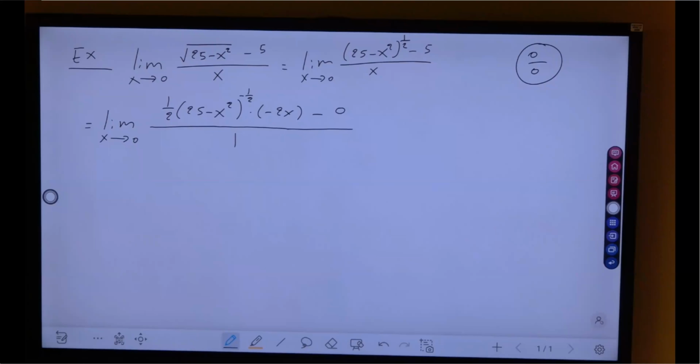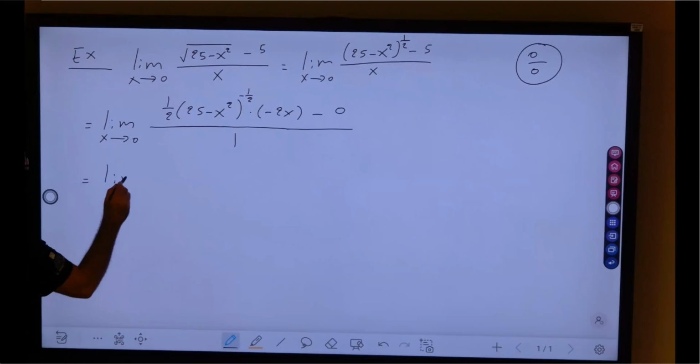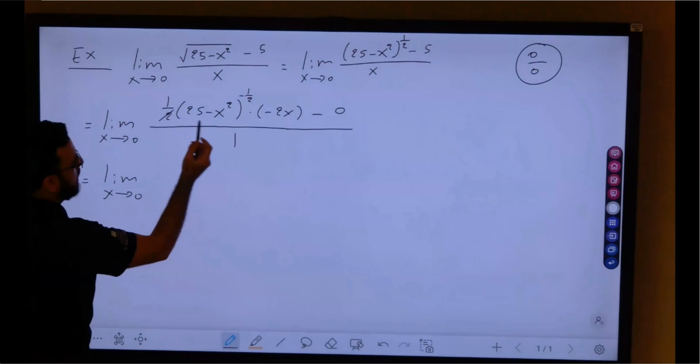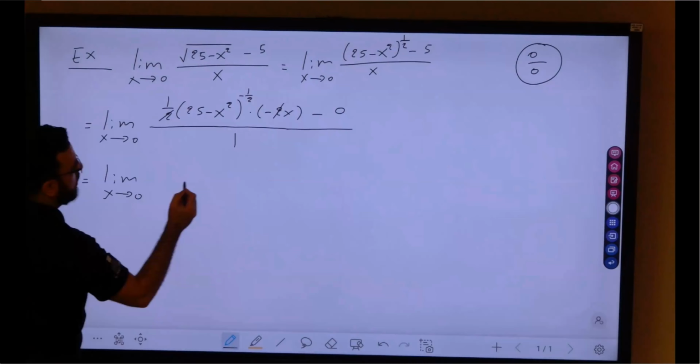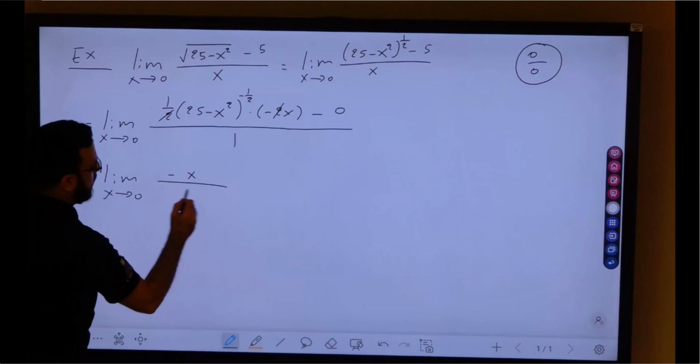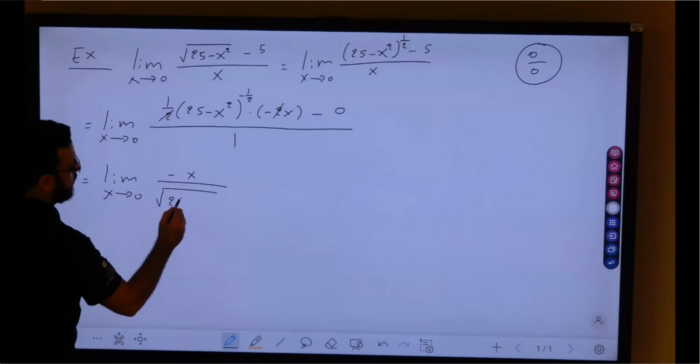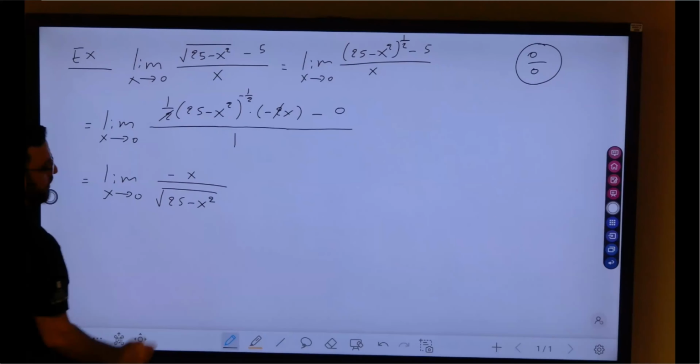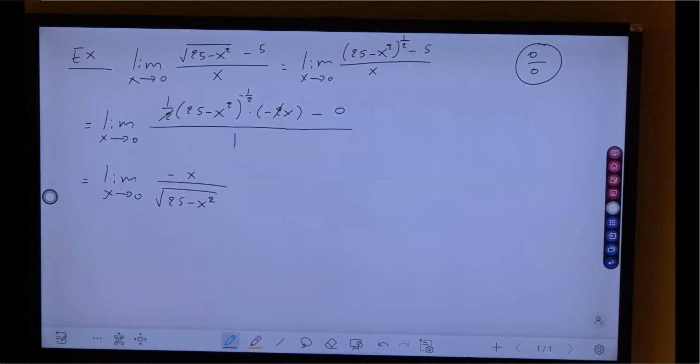You see, you don't have to think about conjugate, whatever, just find the derivative. And now, go ahead, write this down again. It's going to be equal to the limit as x approaches 0, cancel the 2 with the 2. So what's left is negative x over square root of 25 minus x squared. Yes or no?